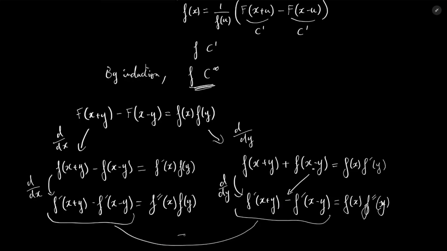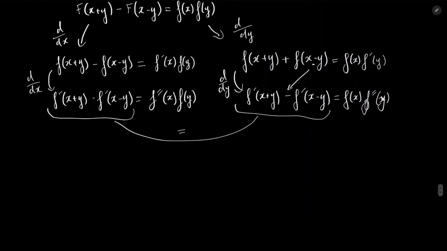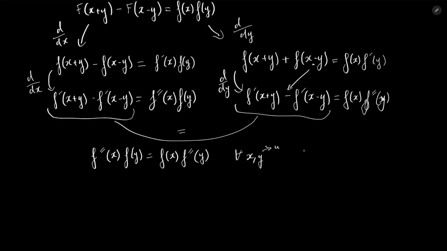These two things are completely equal. So we can write that f double prime of x times f of y is equal to f of x times f double prime of y. And this equation is valid for any x or y. And so in particular, this equation is valid if we replace y by the number u, for which we know that f of u is different from 0.